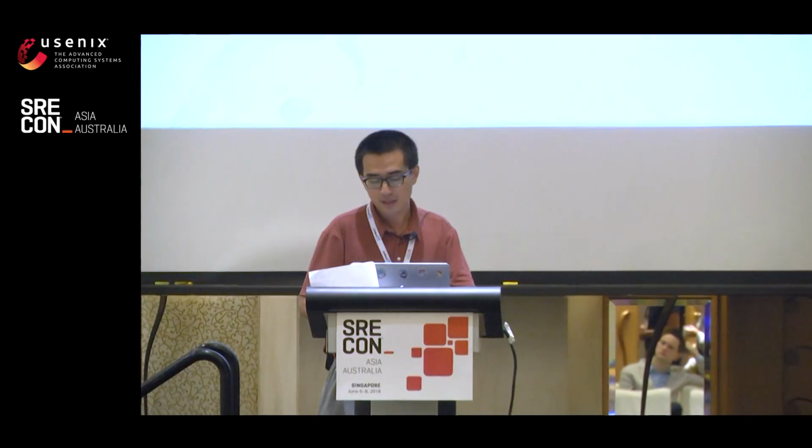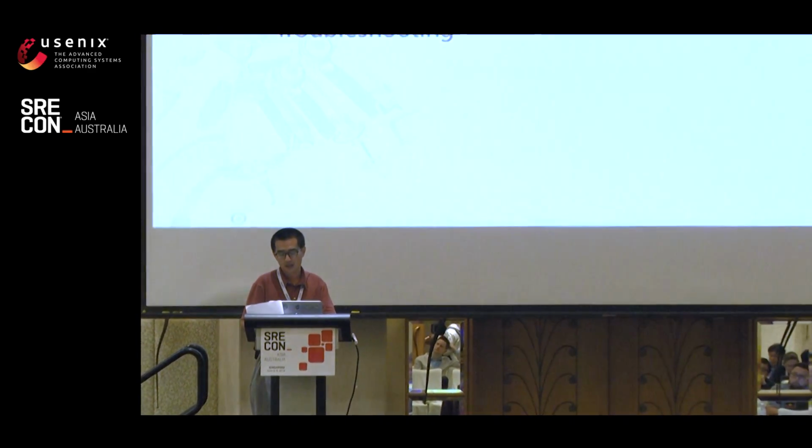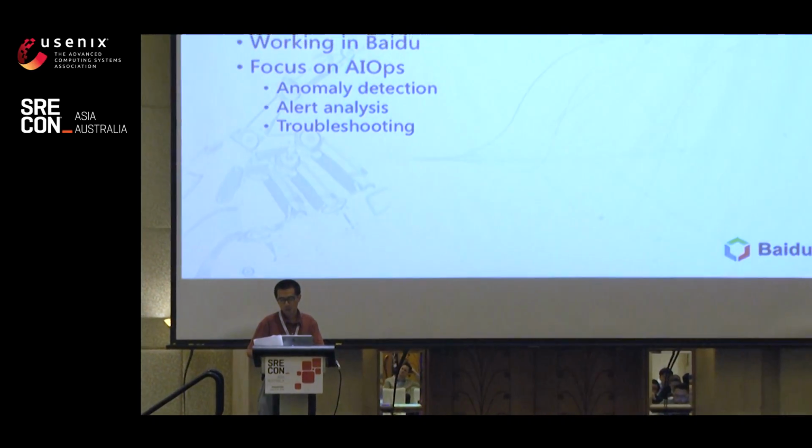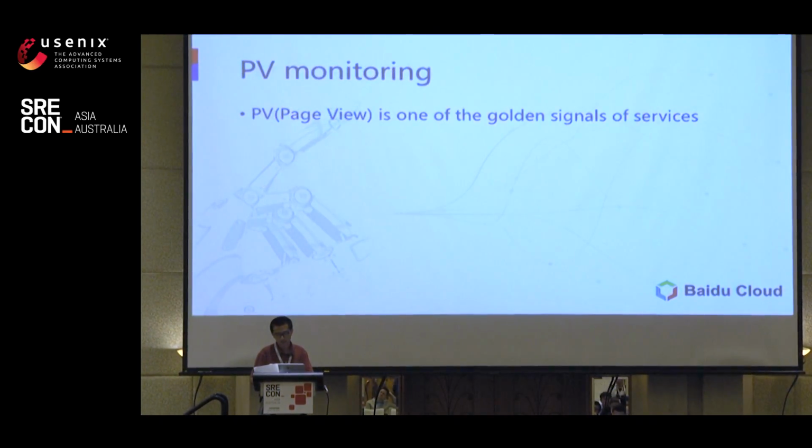Today my topic is about PV monitoring based on linear regression. I'll introduce myself first. My name is Wang Bo. I have been working at Baidu for 4 years. My work focuses on anomaly detection, alert analysis, and troubleshooting. These are 3 important aspects in AI ops. Today, I'm going to introduce our work on anomaly detection for PV monitoring.